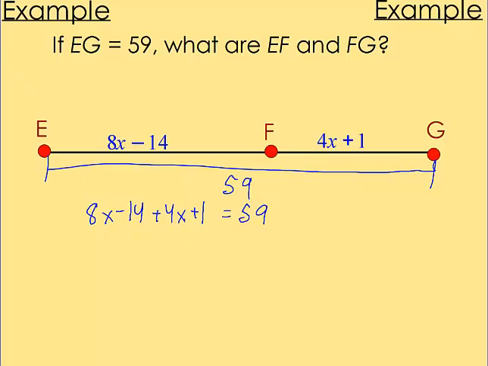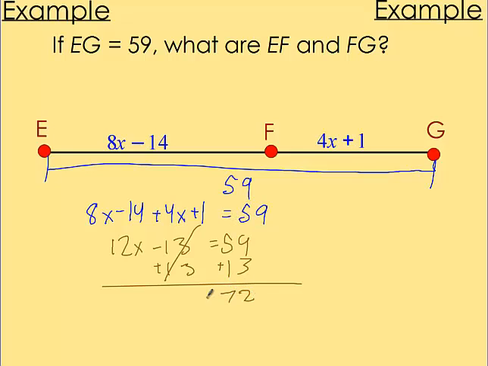All right, combine like terms here. I'm going to get 12x minus 13 equals 59. Going to add 13 to both sides. If you add 13 to both sides, you're going to cancel on those 13s, and you're going to get a 2, carry 1, that is 72. So 12x equals 72. My last step here is divide by 12. Cancel on the 12s, you're going to get x equals 6.